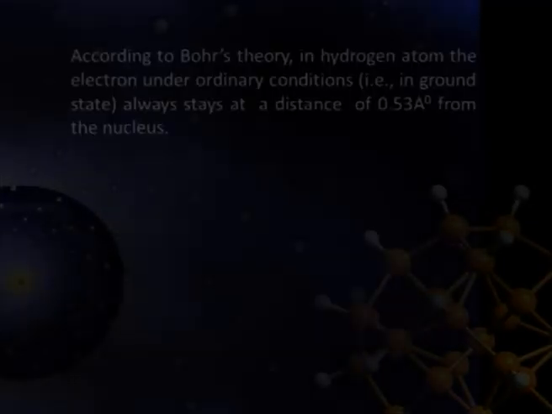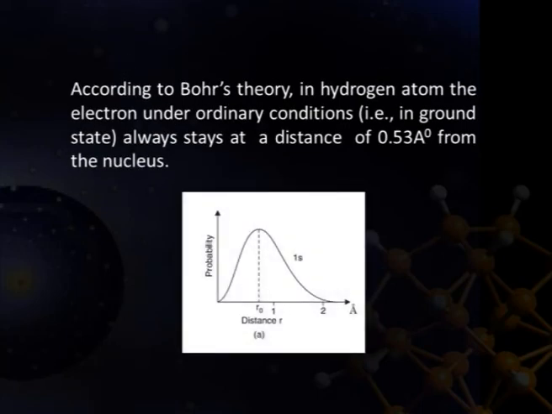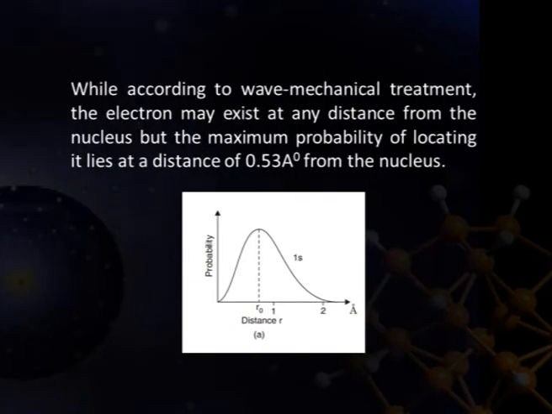which makes a difference between Bohr's theory and the wave mechanical treatment of the hydrogen atom. According to Bohr's theory, in the hydrogen atom, the electron under ordinary condition, that is in ground state, always stays at a distance of 0.53 angstrom from the nucleus, while according to wave mechanical treatment, the electron may exist at any distance from the nucleus, but the maximum probability of locating it lies at a distance of 0.53 angstrom from the nucleus. In other words, the radius of maximum probability of 1s electron is 0.53 angstrom.